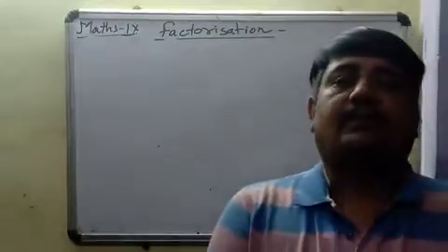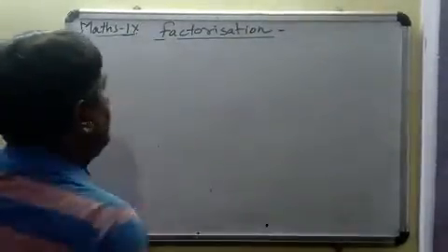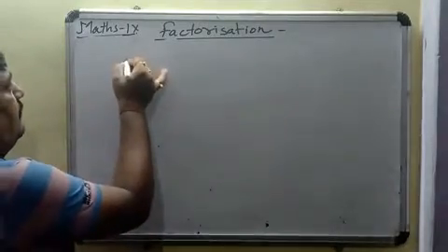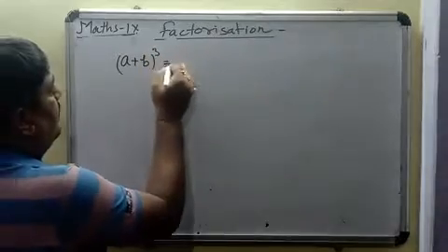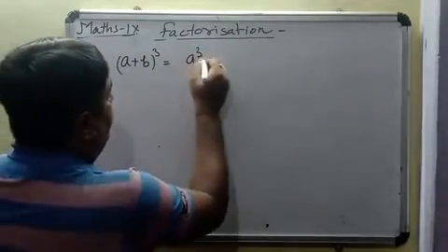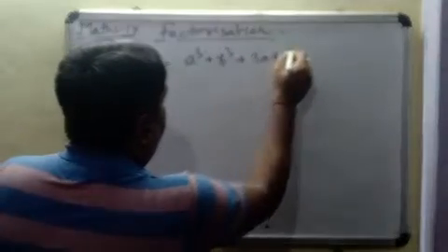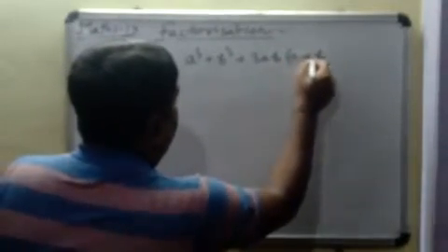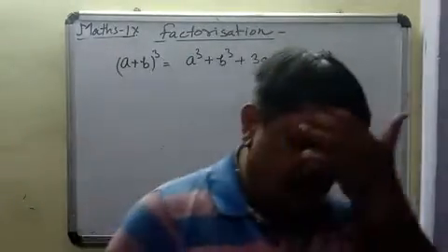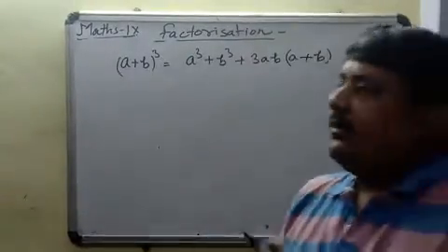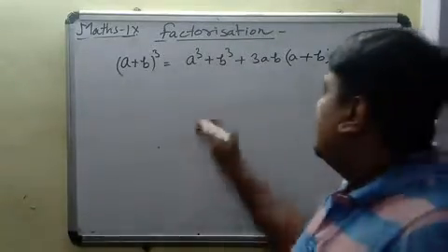this exercise number 3F. We already know the cubic formula we have used in the last exercise: (a + b) whole cube equals a cube plus b cube plus 3ab in the bracket (a + b). We have already used this formula in our exercise number 3E. From this formula we will be deriving another formula.